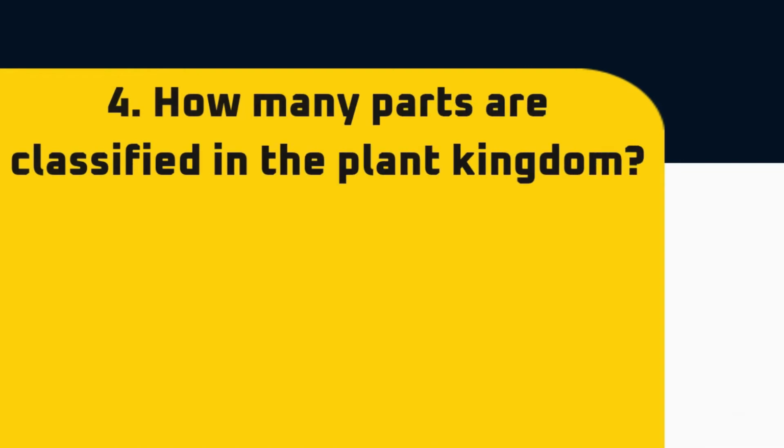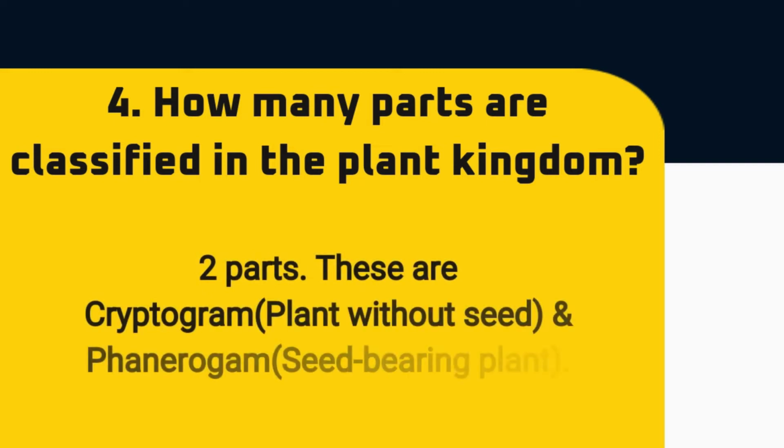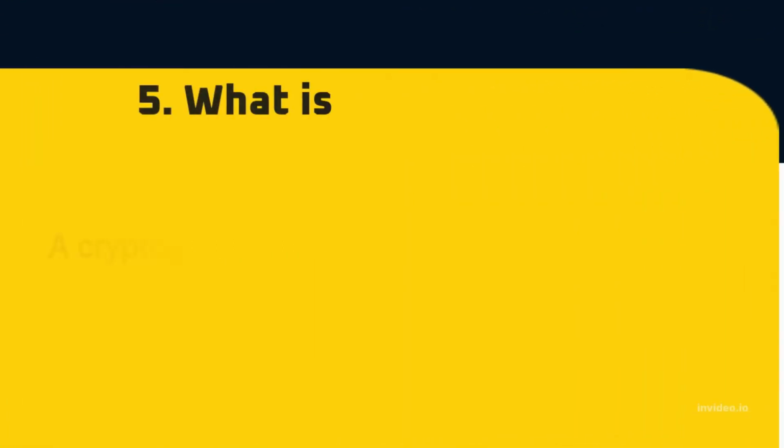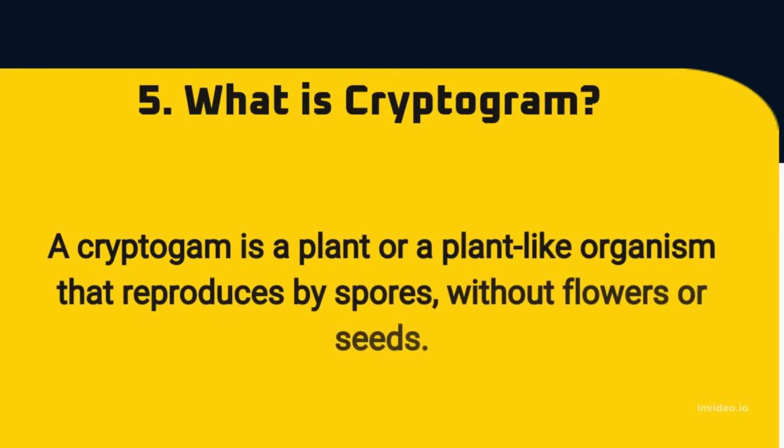How many parts are classified in the plant kingdom? The answer is 2 parts. These are Cryptogram and Phanerogram. What is cryptogram? The answer is a cryptogram is a plant or a plant-like organism that reproduces by spores without flowers or seeds.